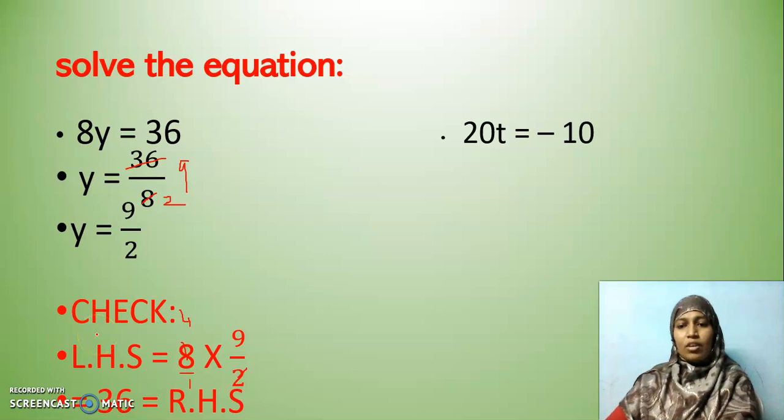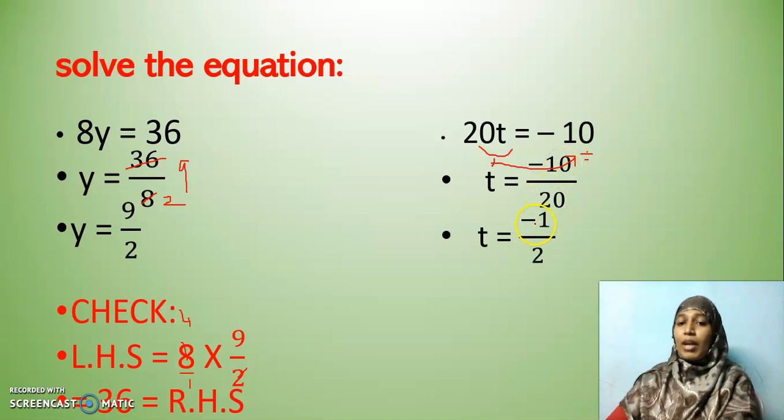Now let's look at one more example. 20t is equal to minus 10. Again, here we have a multiplication operation. So when it comes to this side, it comes to division. So what is it? t is equal to minus 10 by 20. So if I cancel, what will I get? Minus 1 by 2. Just cancel. You will get 1 10 is 10, 2 10s are 20. Don't just write 1 by 2, you will be wrong. Sign is very important. It is minus 1 by 2.